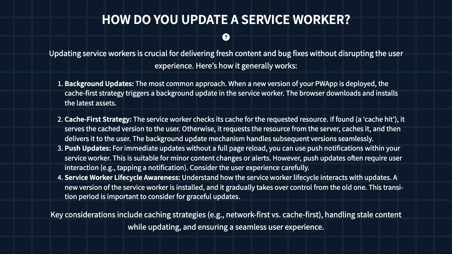When you deploy a new version of your app, the browser automatically starts updating the service worker. This is called a background update. It's designed to happen without interrupting what the user is doing. The core idea is cache first. The service worker first checks if it already has the latest version of something in its memory, the cache. If it does, great. It delivers that version directly. If not, it downloads the updated version from the server, stores it in the cache, and then serves it to the user.